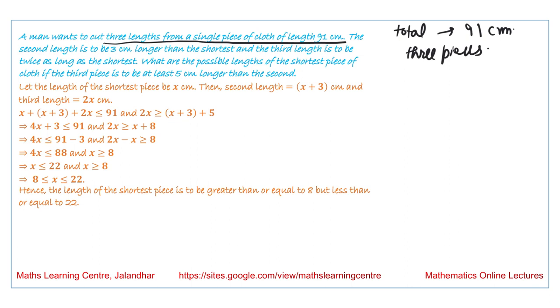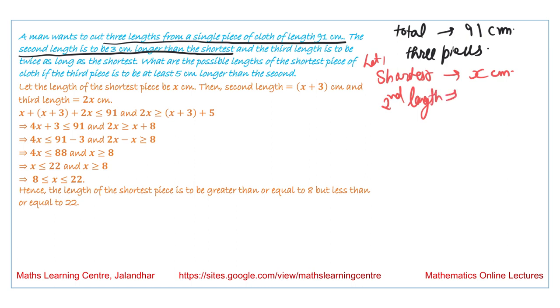The second length is to be 3 centimeter longer than the shortest. So suppose the shortest length is x centimeter. It is given that the second length is 3 centimeter longer than this, so it is x plus 3 centimeter. And the third length is to be twice as long as the shortest, so it is 2 times x.